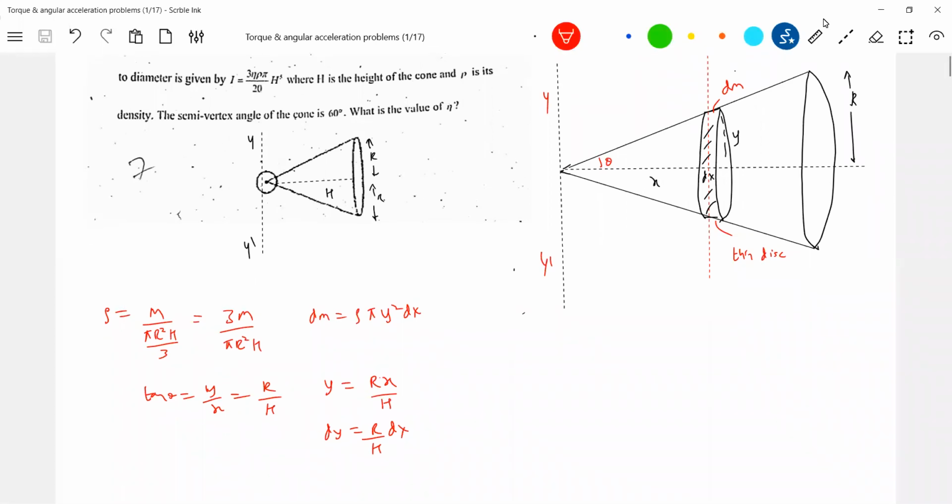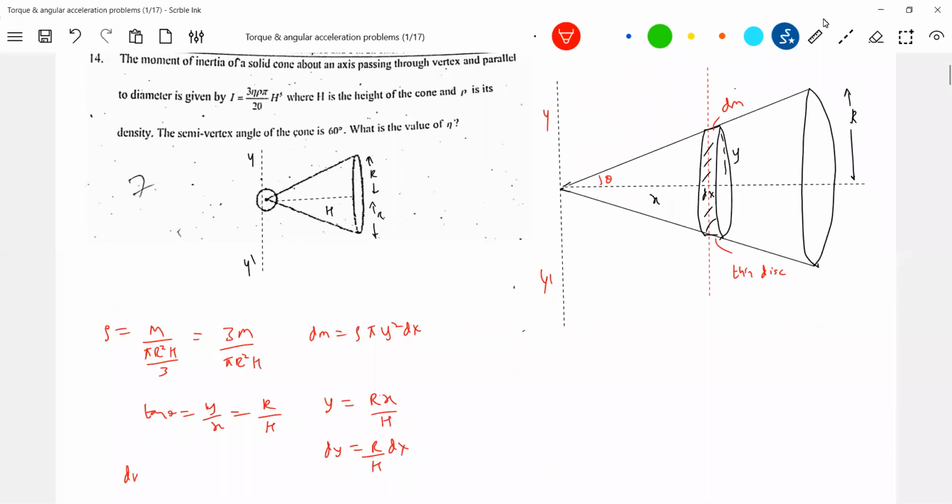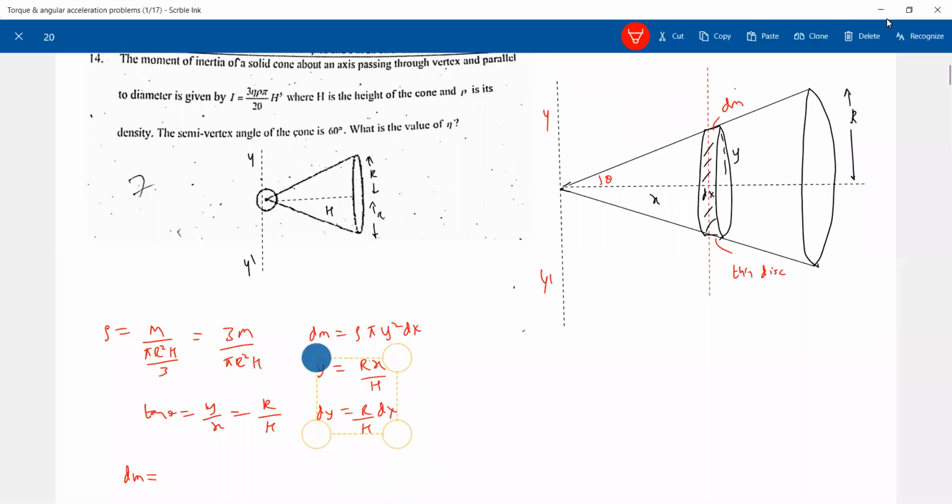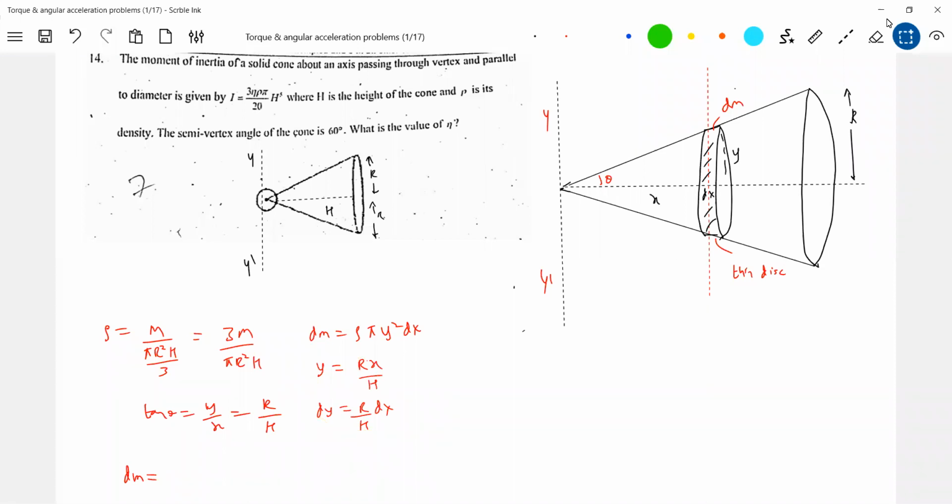So now what is our next part of calculation? dm, after substituting this, is rho pi y square r h by r into dy. This is the value of dm. Okay, fine, but how to get the moment of inertia? That is what is being asked. First, I'll find out the moment of inertia of this thin disc about axis y dash using the parallel axis theorem. Then I'll integrate and I'll get the total moment of inertia.